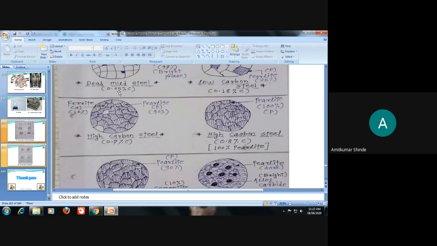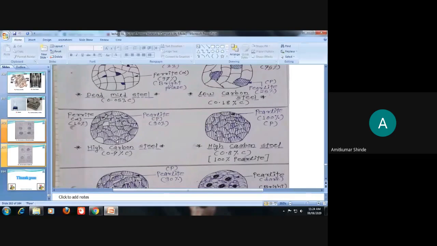And if carbon percentage is 0.008, 100% ferrite will be there. At the higher range, 100% pearlite, that is 0.8%. And for 0.008%, there will be only ferrite, just the bright phase. In between, somewhat below 0.7, you can say there is only 5 to 10% ferrite and the dark phase will be up to 90 to 95%.